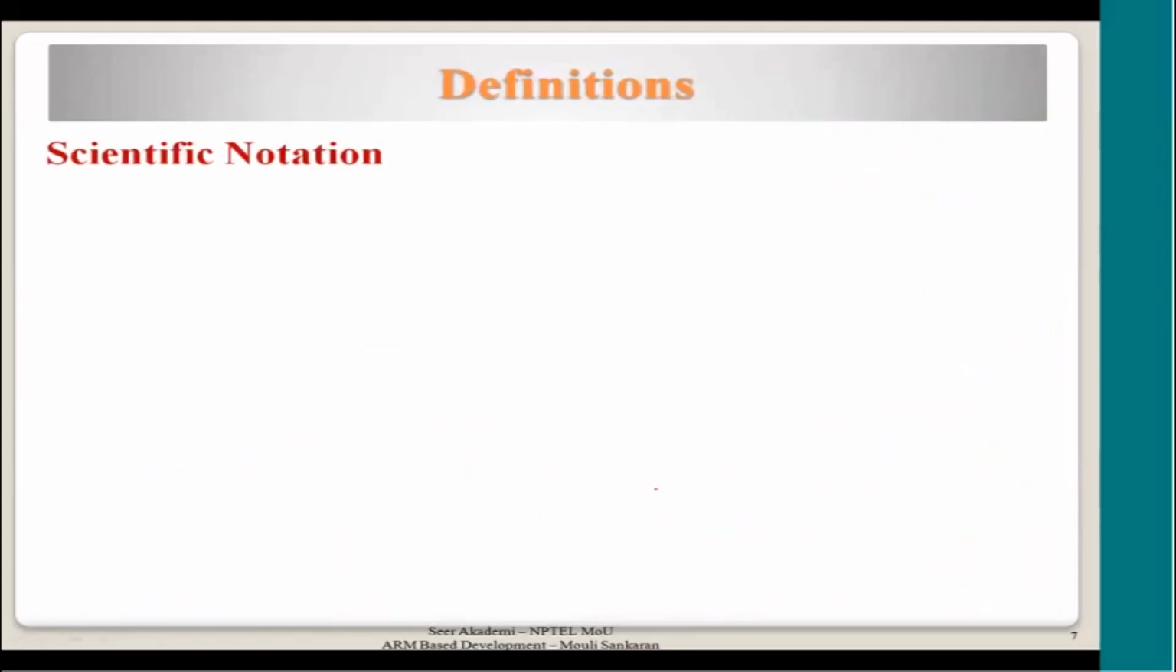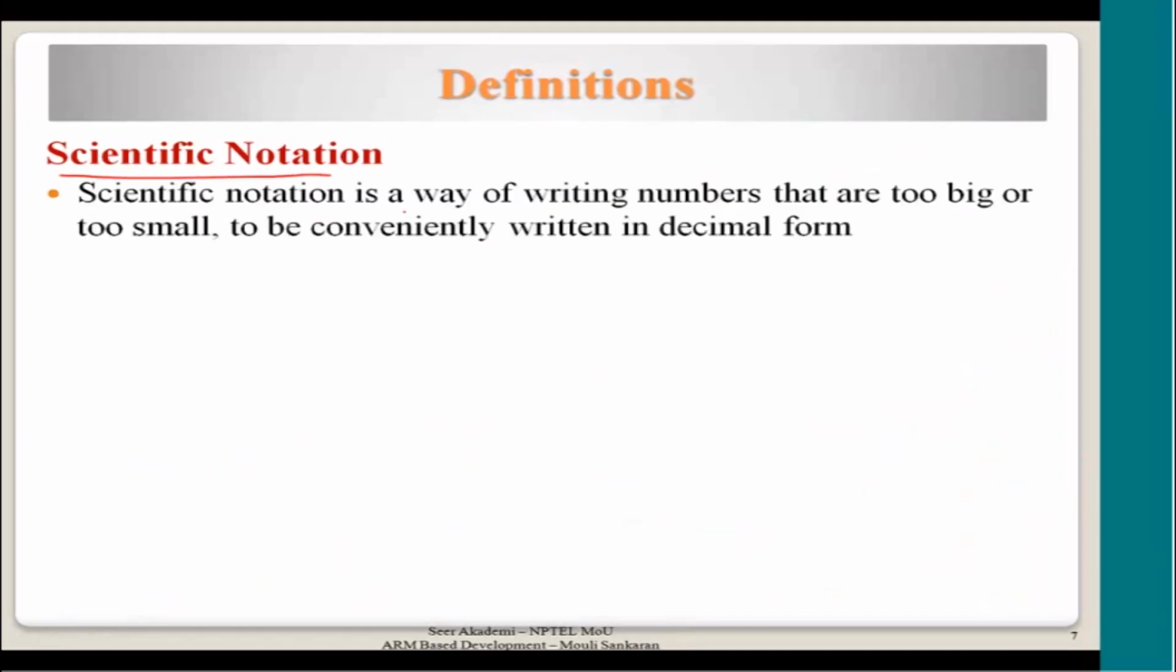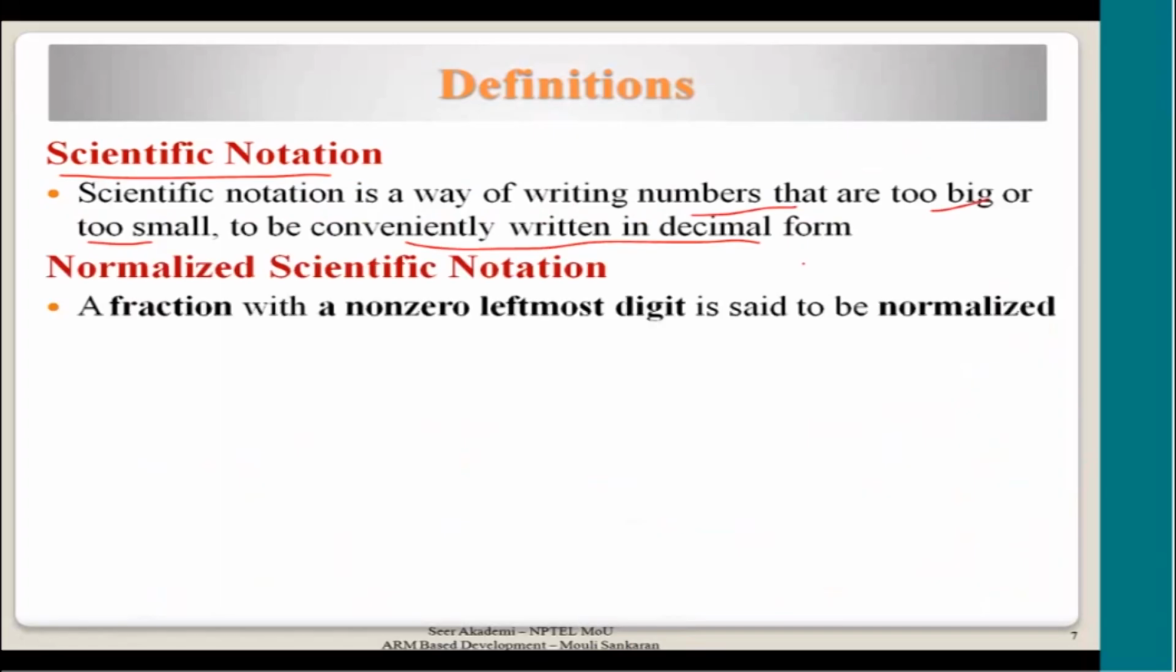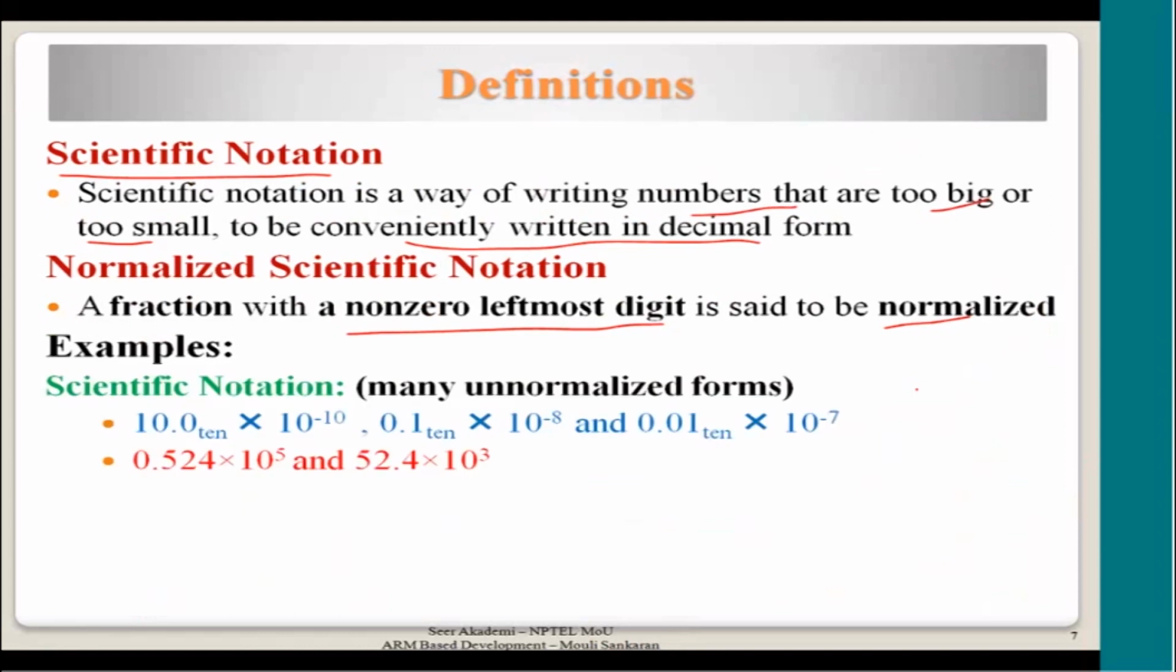Okay, we are done with the initial introduction. All of you are familiar with the scientific notation from your school days. Scientific notation is a way of writing numbers that are too big or too small to be conveniently written in decimal form. Whereas in a normalized scientific notation, a fraction with a non-zero leftmost digit is said to be normalized. Without giving an example, this looks a little confusing. No issues. Let me give you an example.